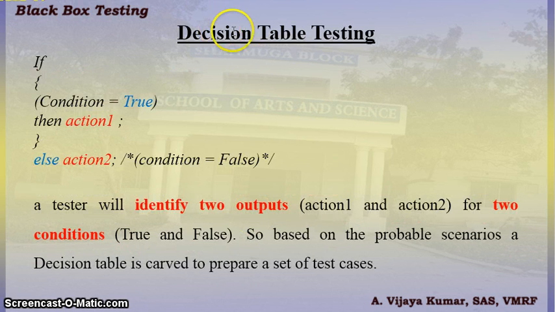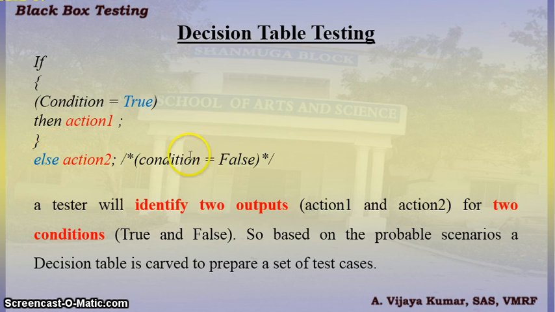Then the next technique is decision table testing, that checks the if condition. Here, if the condition is true, then action 1 will be performed. Suppose the condition is false, that is the else case, action 2 will be performed. So when it is true, action 1 will be performed.